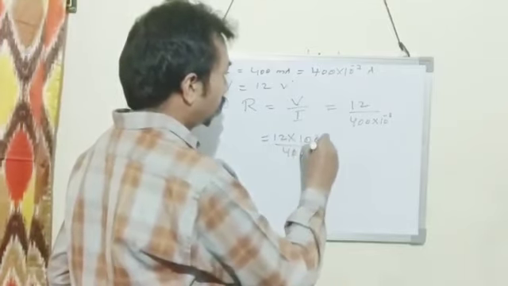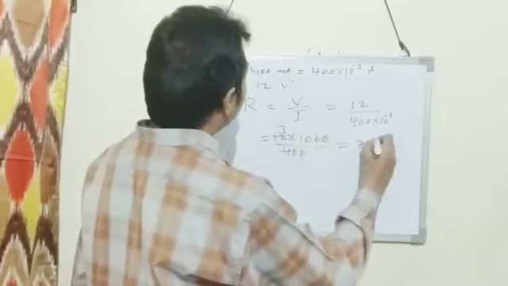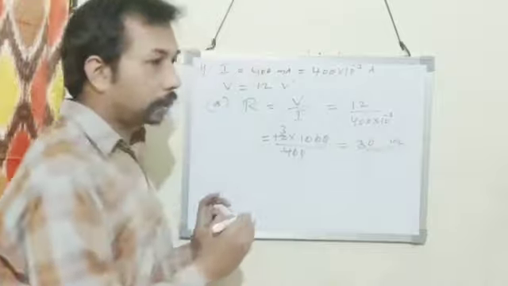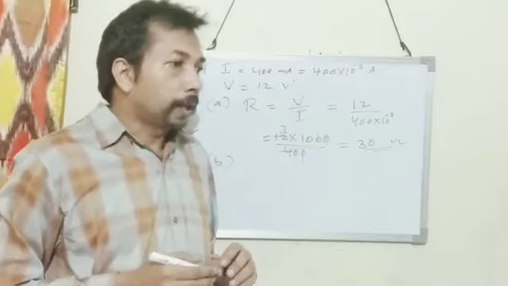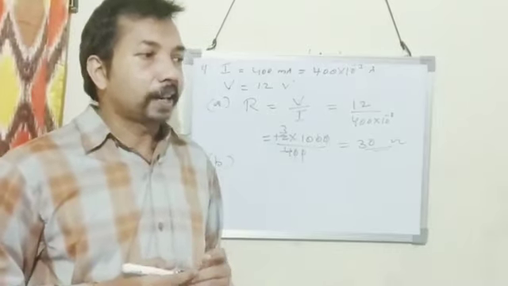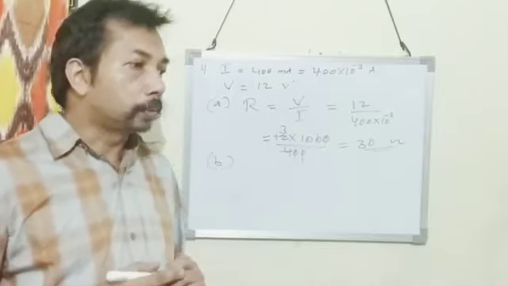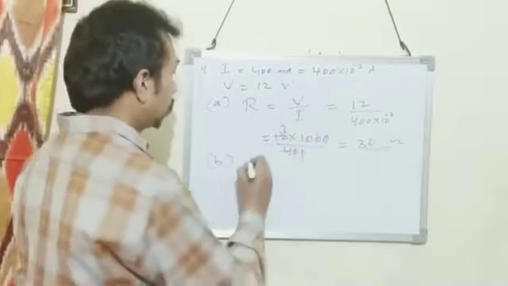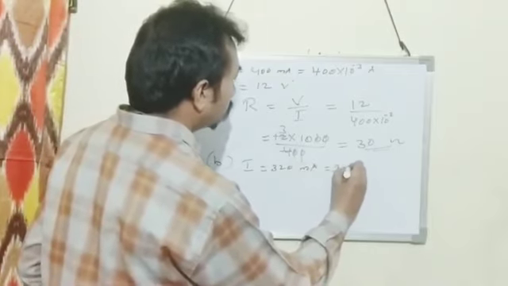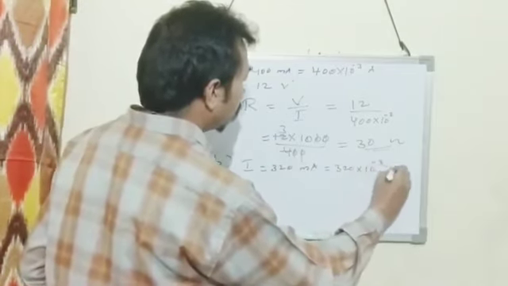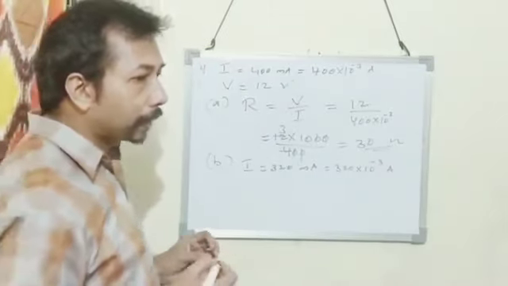Then by this method, 4 3s are 12, 3 into 10 equal to 30 ohm. So this is A part. Now B part. The music system is left playing for several hours, and finally the battery voltage drops and the music system stops playing when the current drops to 320 milliampere. Now current is 320 milliampere, which is equal to 320 into 10 to the power minus 3 ampere. At what battery voltage does the music system stop playing? Now we have to find V.